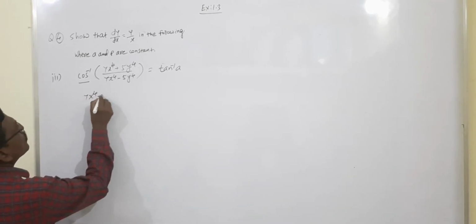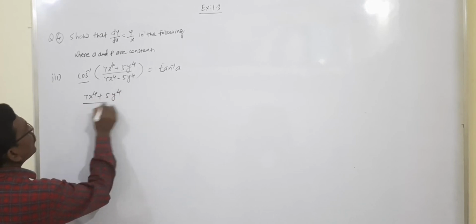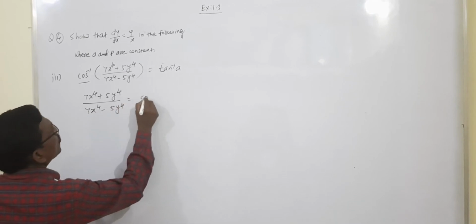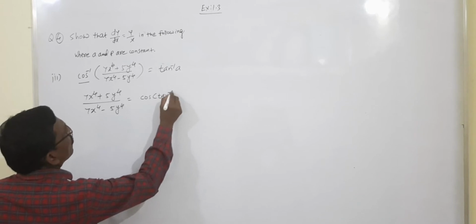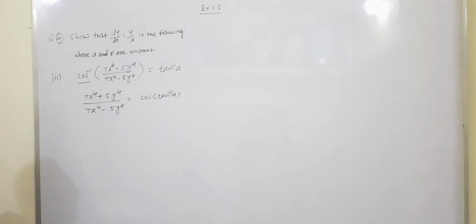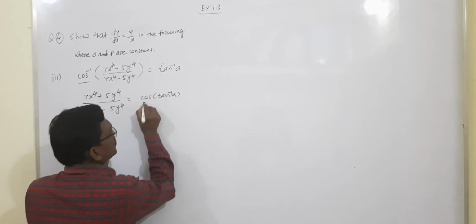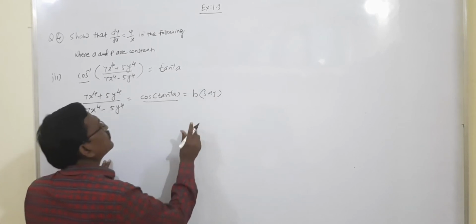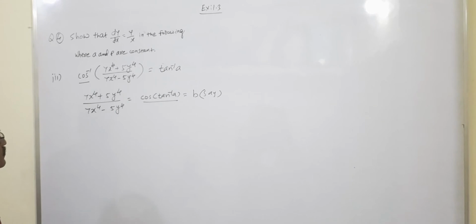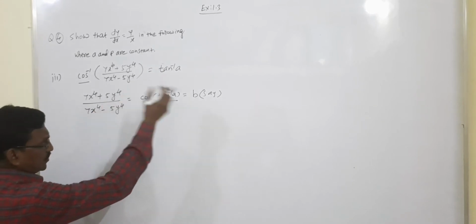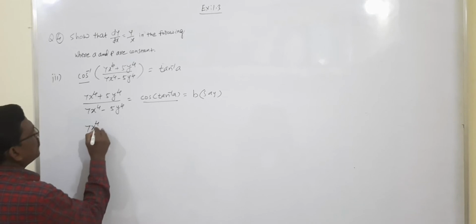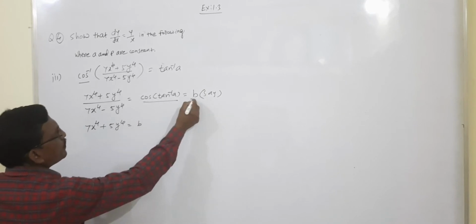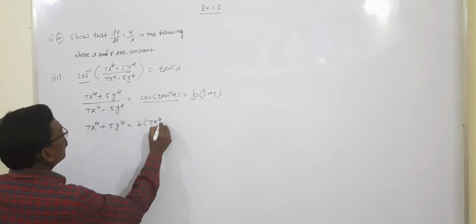(7x^4 + 5y^4)/(7x^4 - 5y^4) is equal to cos of tan inverse of a. Now again we say this total constant term is b. Now again we take this term to the right hand side, so it becomes 7x^4 + 5y^4 is equal to this b into (7x^4 - 5y^4).